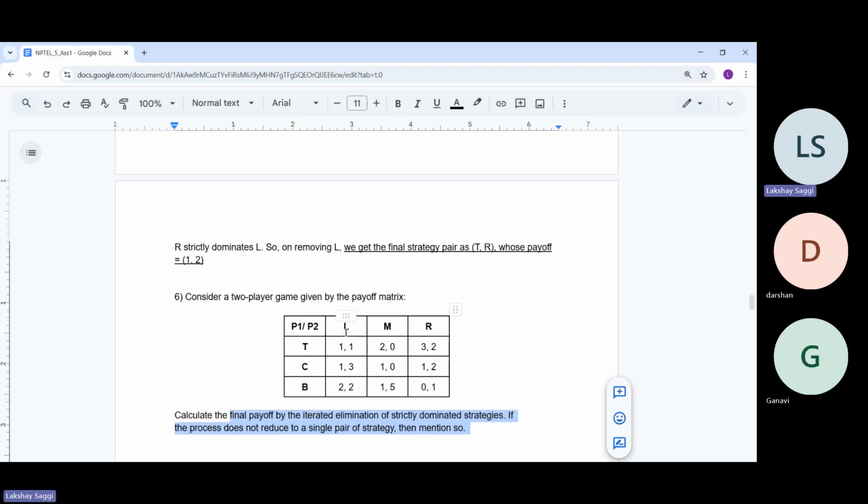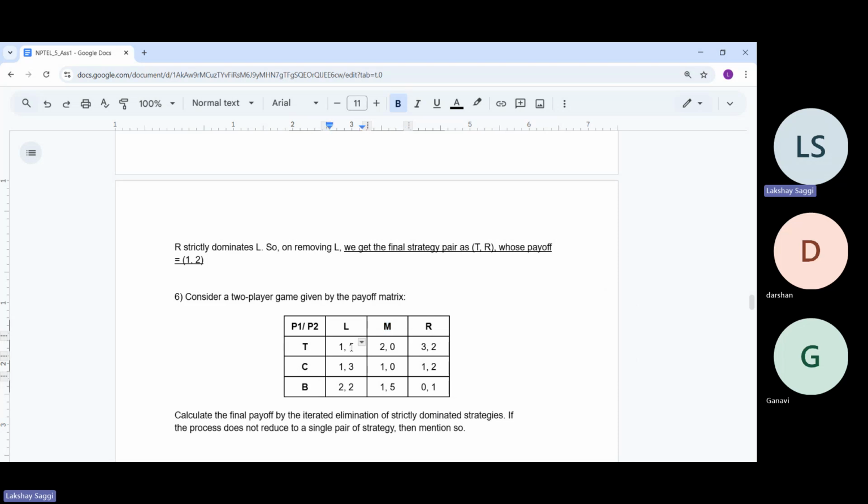So let's see right now. We'll have to compare the strategies pairwise. Let's start comparing the strategies for the column player. Let's compare the strategies L and M, to see if there is some dominance between them.